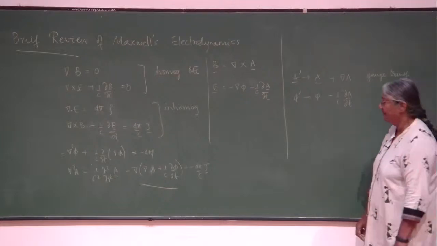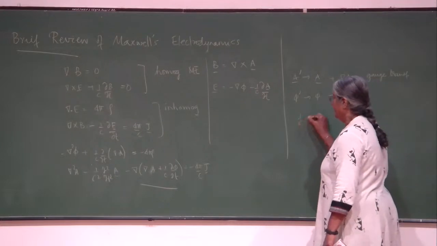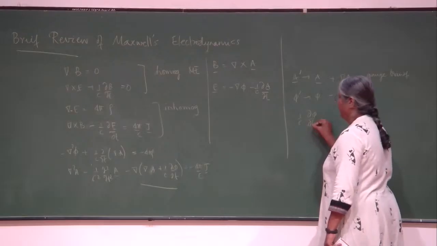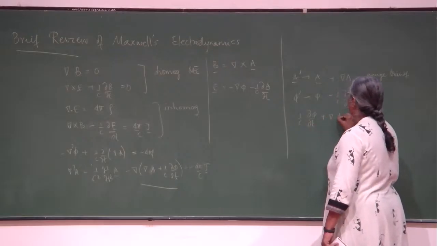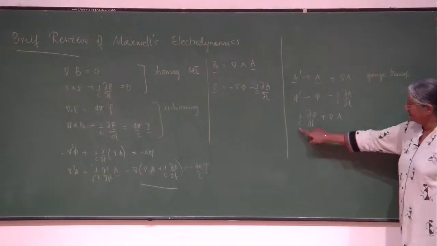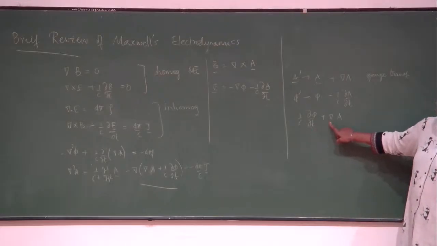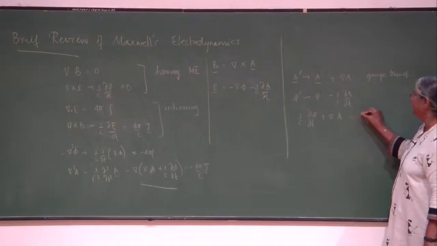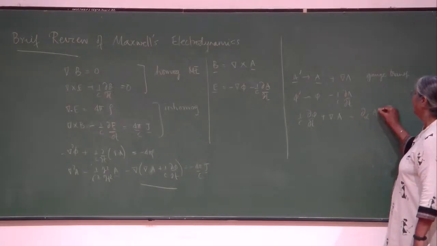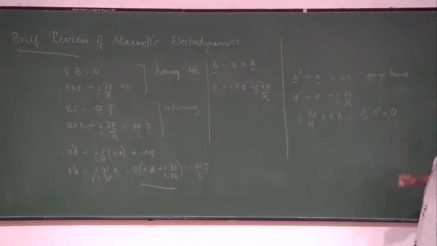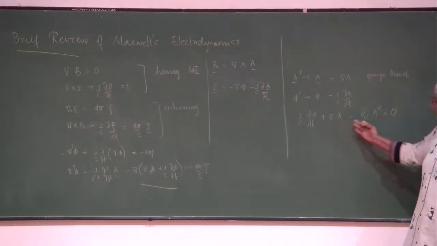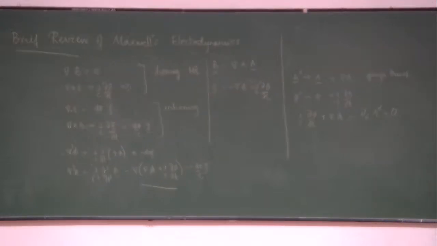So I will have 1 by c d phi by dt plus del dot A. c dt is x naught, del is x1, x2, x3. So this is simply d alpha A alpha is equal to 0. Suddenly I have brought back my 4 vectors, otherwise you will never remember what this is. You will remember it because of this, right? That is the power of this 4 vector notation.